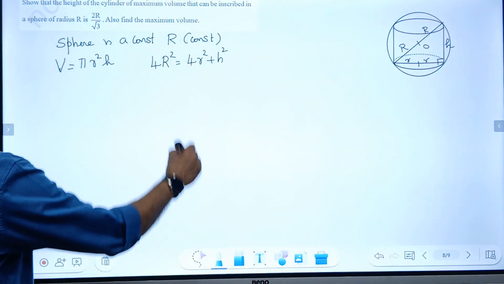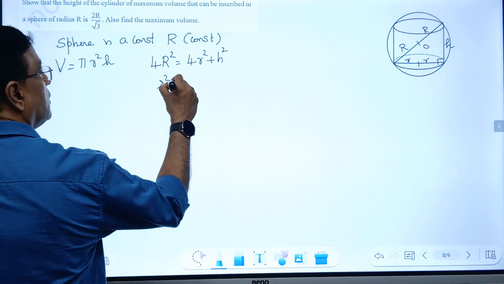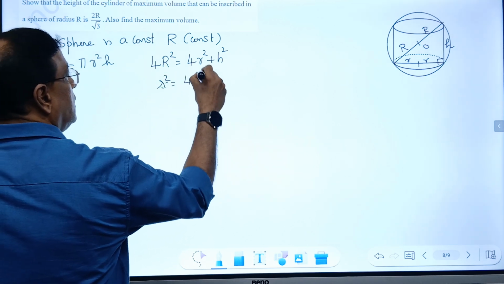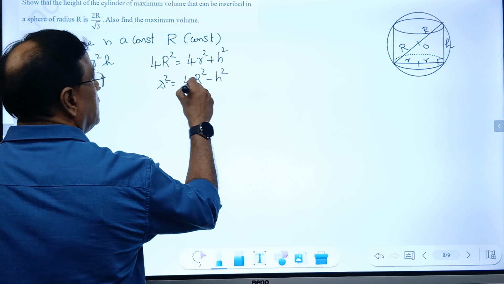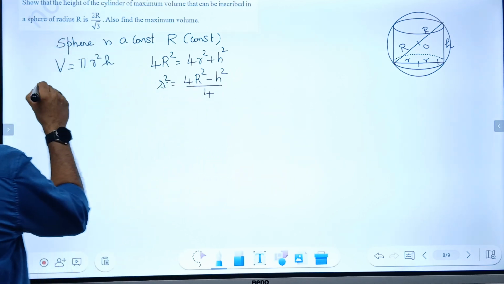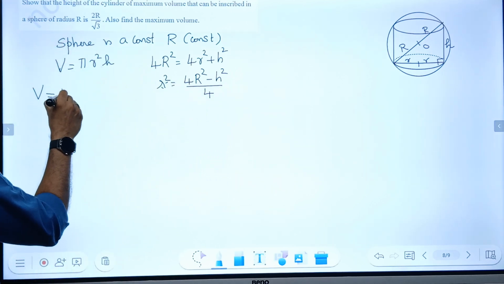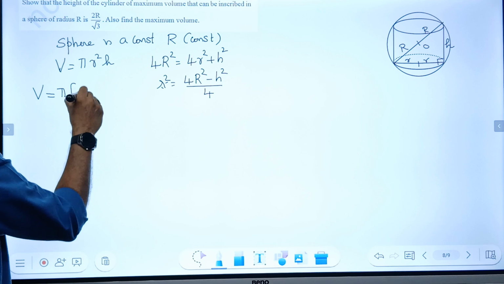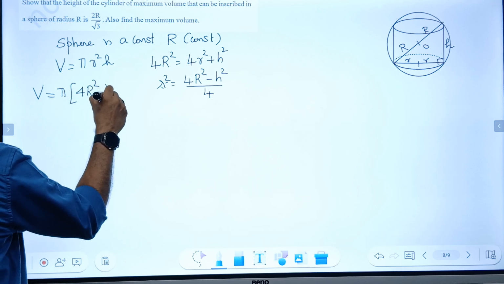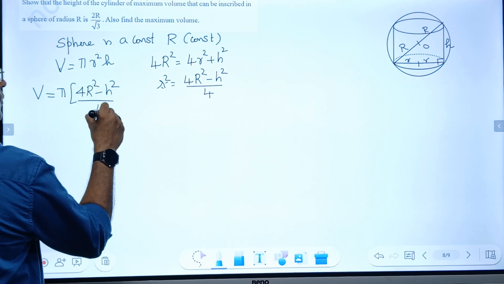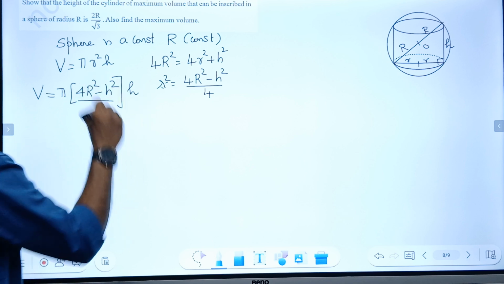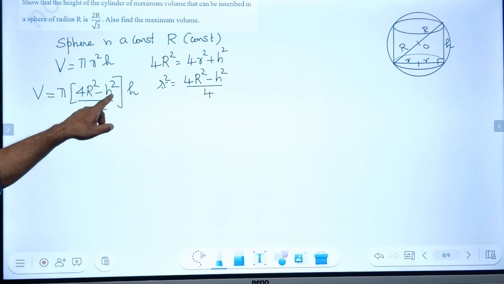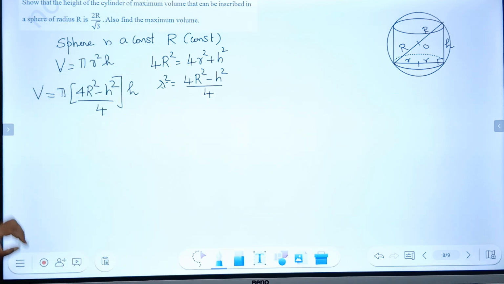Okay. Now what is r square from this? 4r square minus h square by 4. Now substitute. Volume is pi into (4r square minus h square) by 4 into h. Now it has only one variable. Here the variable is h because r is a constant.